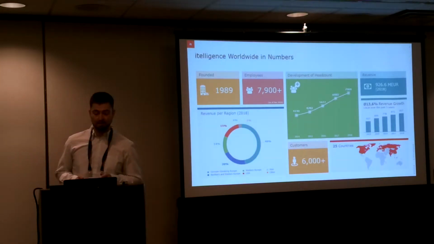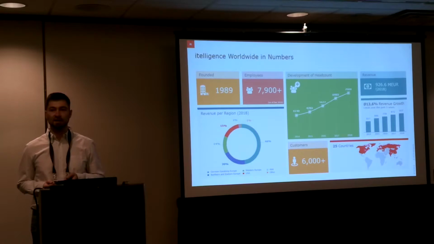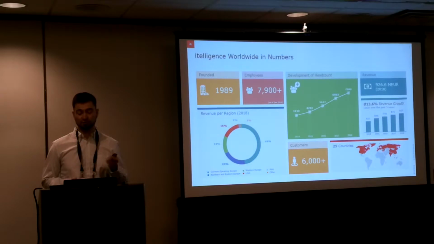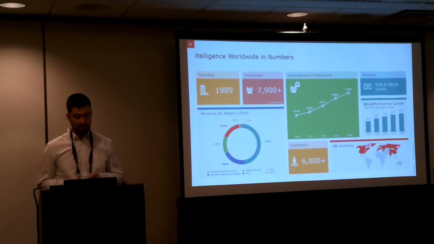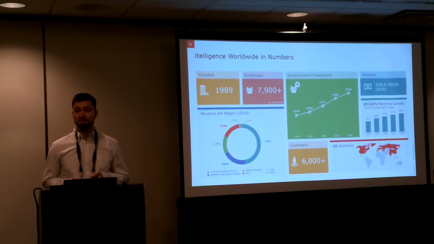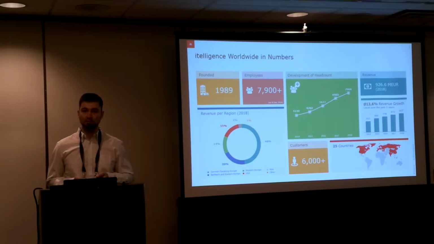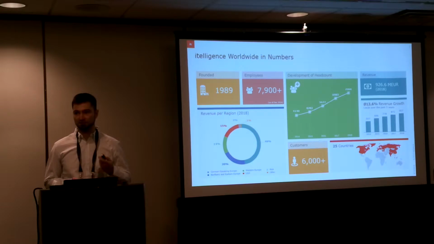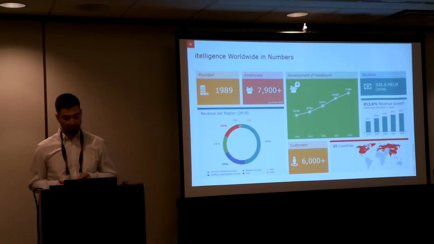Some facts about our company. We were founded in 1989 in Germany. We now have about 7,900 employees around the globe. So we have 25 offices in 25 countries around the world, for example in the US, in Canada, of course in Germany, and also in many countries in Asia. Our main business is the development, the consulting, and the support for SAP solutions for our customers. And we currently have around 6,000 customers to which we deliver services.